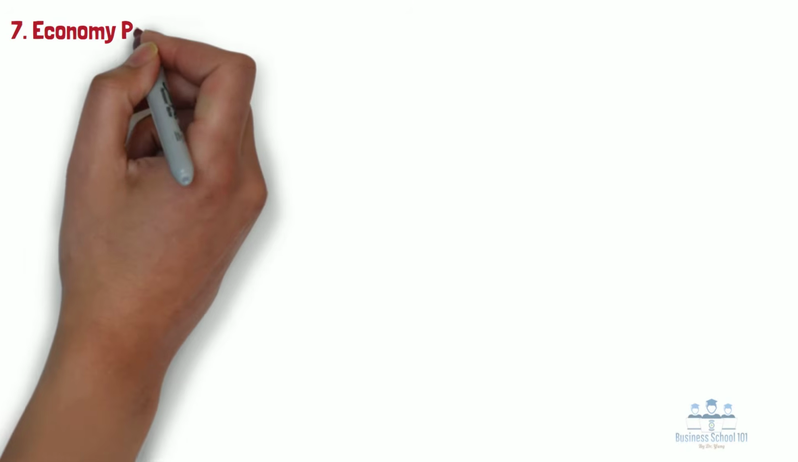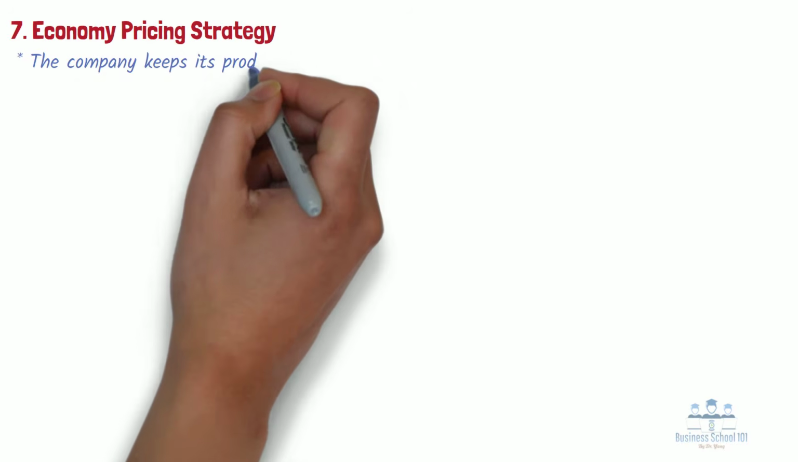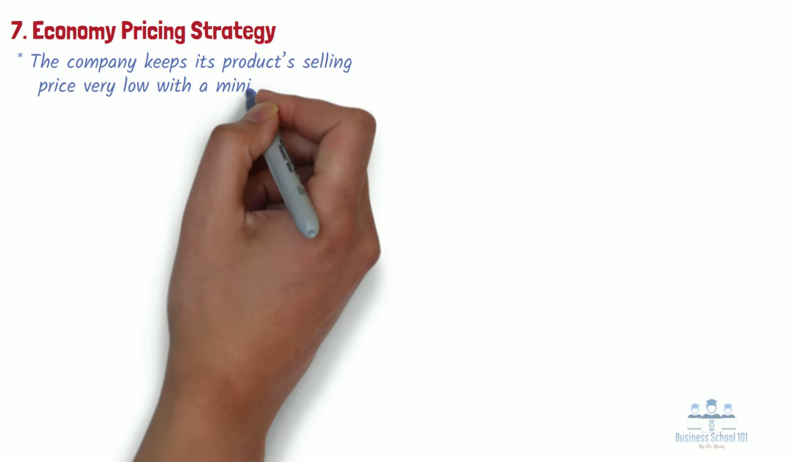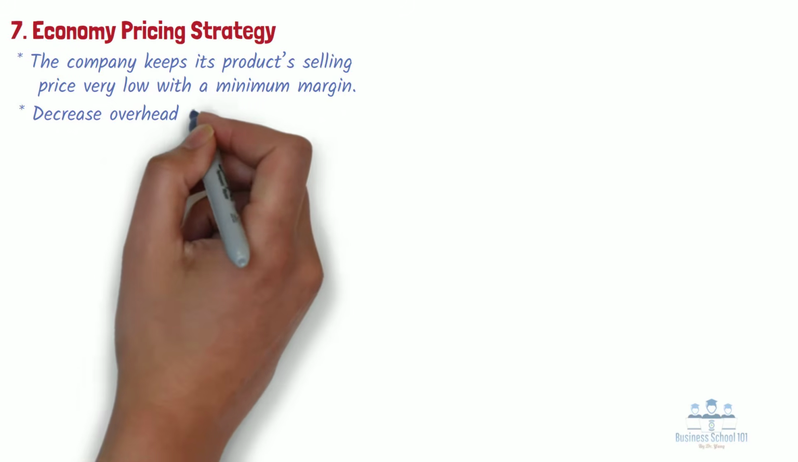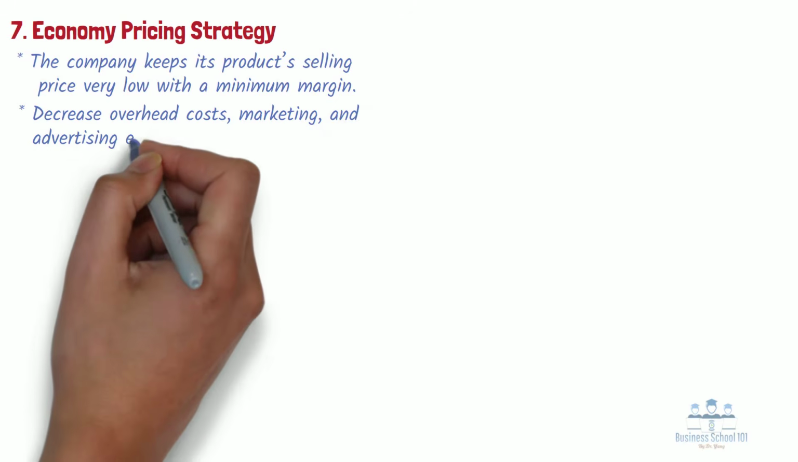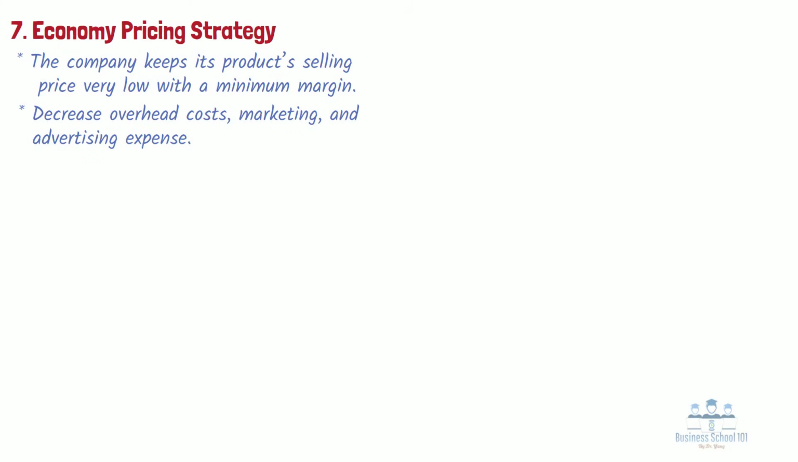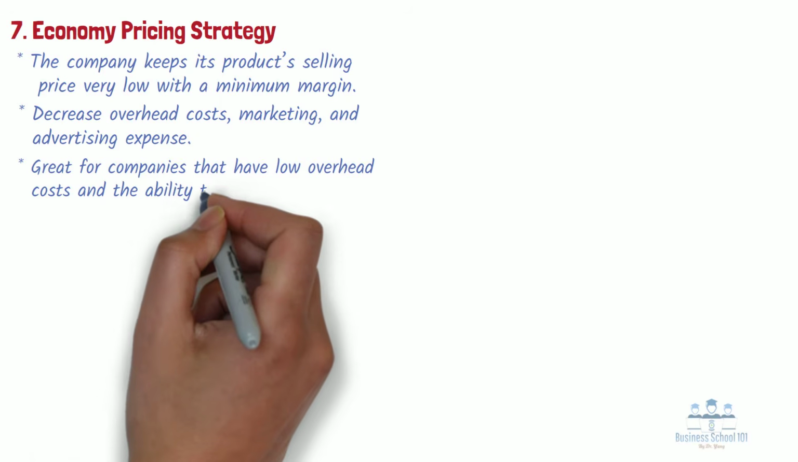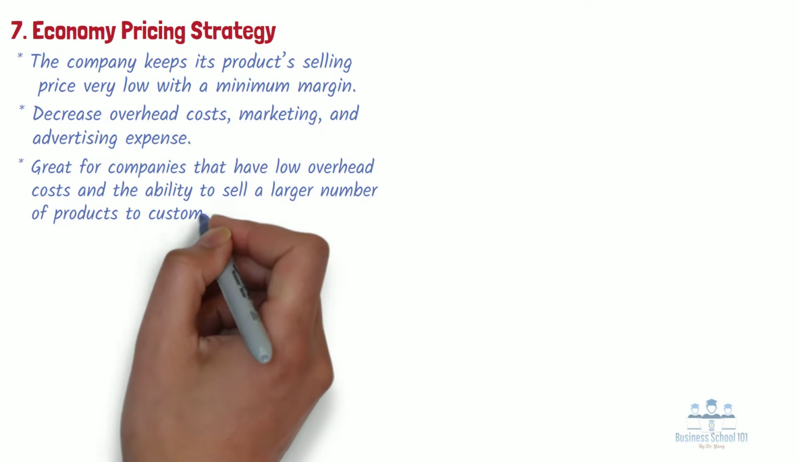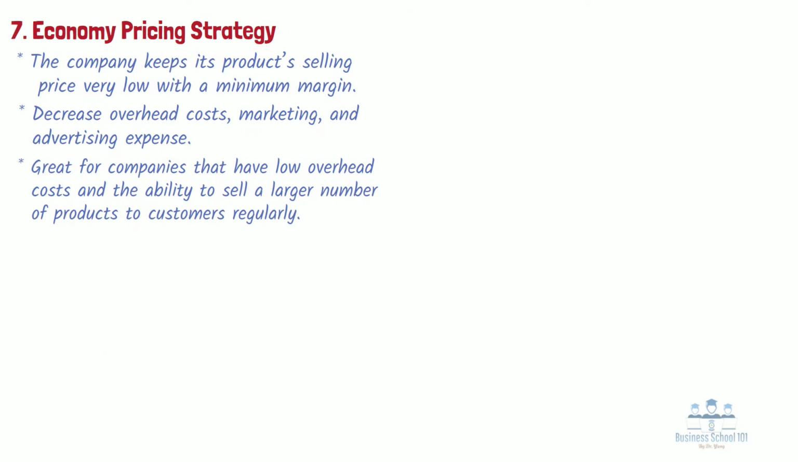7. Economy pricing strategy. Economy pricing is the way that the company keeps its product selling price very low with a minimum margin. The company believes that the lower product price compared to a competitor will increase its sales volume. They can achieve this by decreasing overhead costs, marketing, and advertising expense. Economy pricing is used a lot in the commodity goods market. It's a great strategy for companies that have low overhead costs and the ability to sell a larger number of products to customers regularly. Here are a few real-world examples.